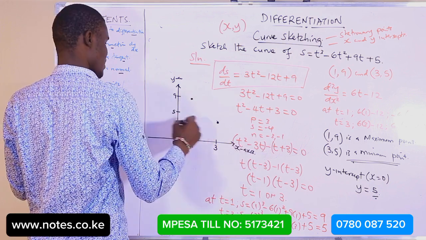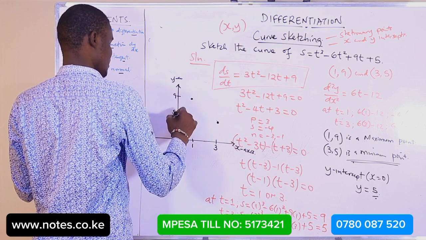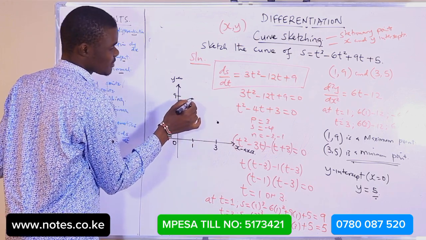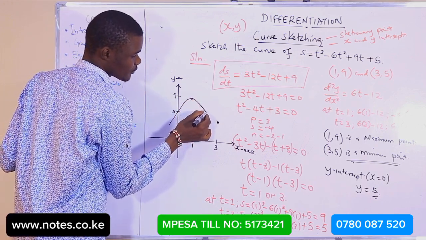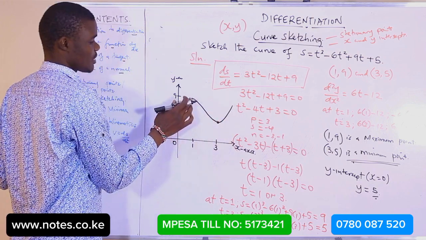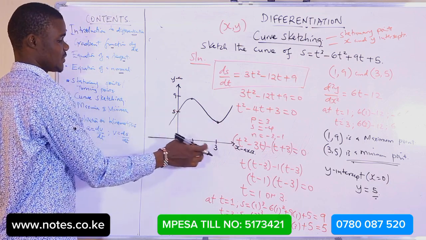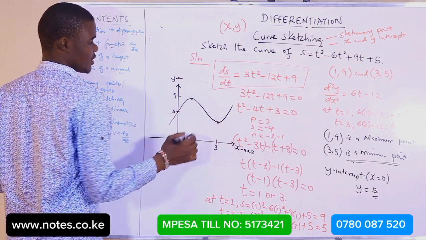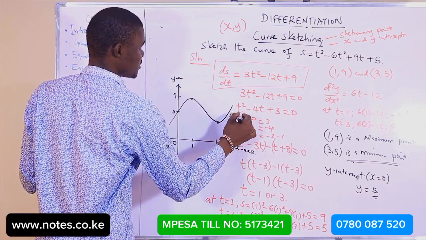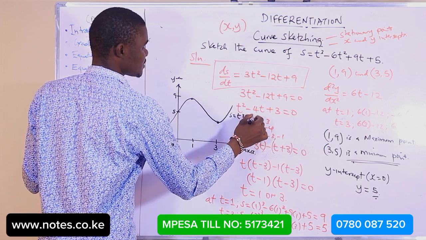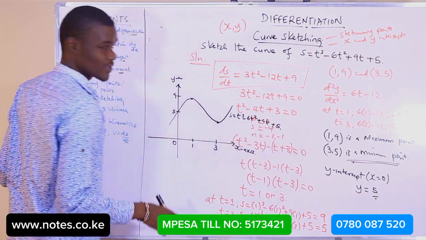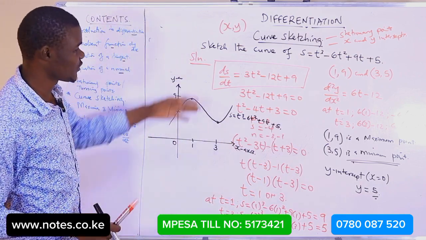It must pass through the y-intercept first, which is passing through 5, and then it turns at the maximum point, and then it goes like that. So this is a maximum, minimum, intercepts are there, and y-intercept. You just label your curve, that this curve is s equals t cubed minus 6t squared plus 9t plus 5. 6 marks. Thank you.